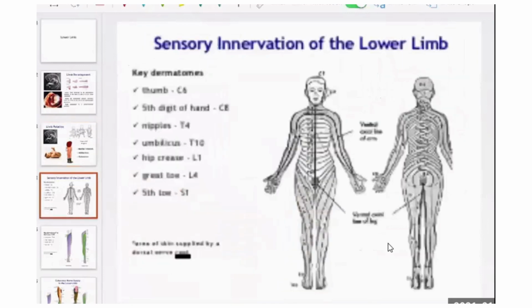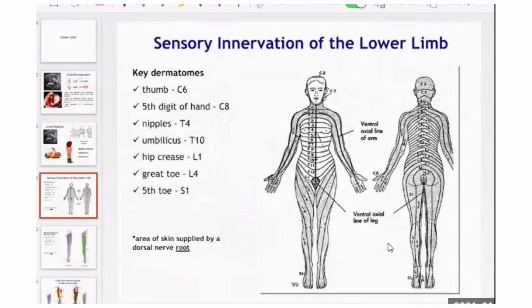Dermatomes. You are aware of this, right? Segmental innervation. For the upper limb you did it, right? T1 and T2, C6, C7, C8. Likewise for the lower limb. You should remember for the great toe it is L4, for the little toe it is S1.